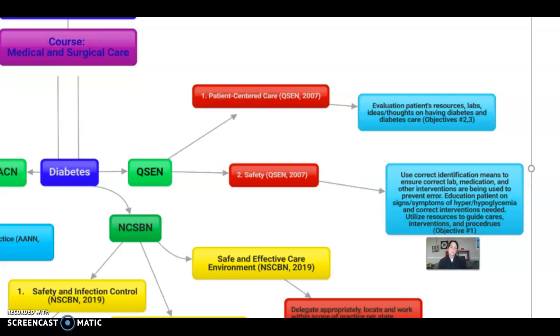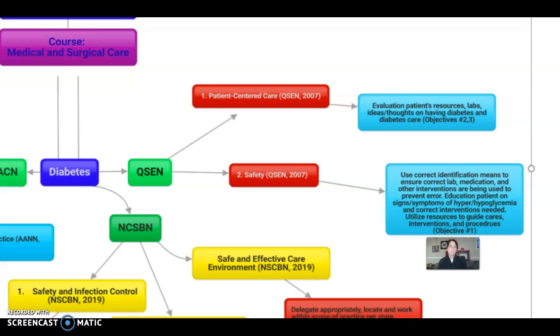The way that this incorporates objective 2 is that you are assessing and critically thinking through the patient's resources, looking through their labs, analyzing their labs, seeing if there is a difference in that hemoglobin A1C or any other labs, if you're following kidney function tests or anything like that, and being able to utilize that multidisciplinary team, help plan interventions, and help provide the patient with the resources so that they can help manage their own care once they're out of the hospital. And the second QSEN competency is safety.